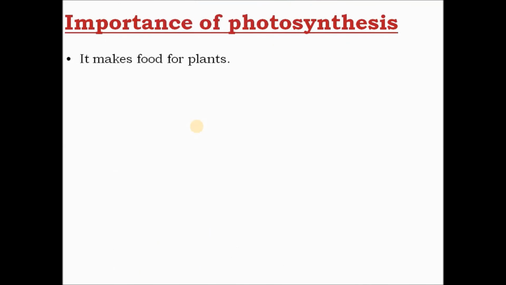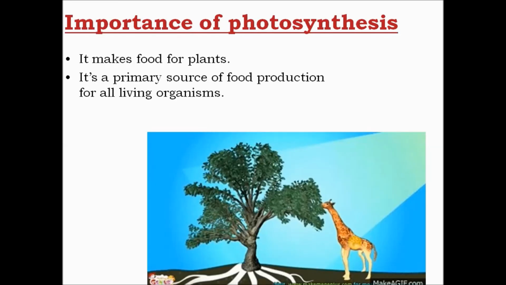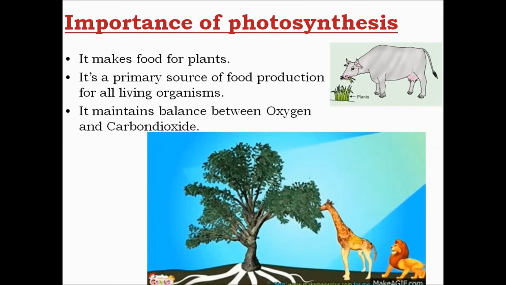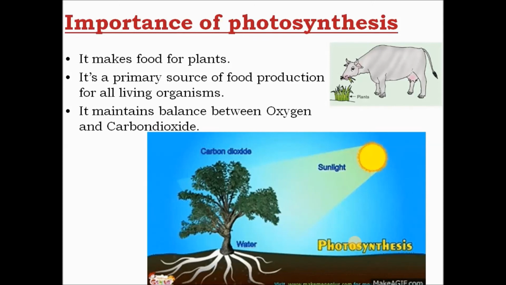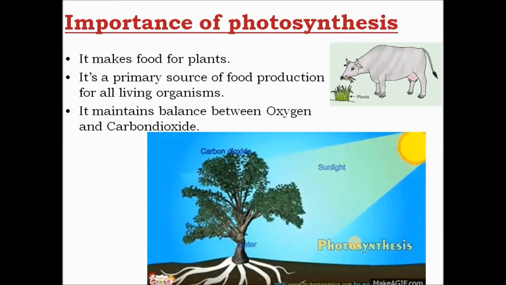Now let us see what is the importance of photosynthesis. First and foremost, we know that it makes food for the plant. This process is the main process which is the primary source of food production for all living organisms, and therefore it also helps to maintain the oxygen and carbon dioxide balance in the atmosphere.